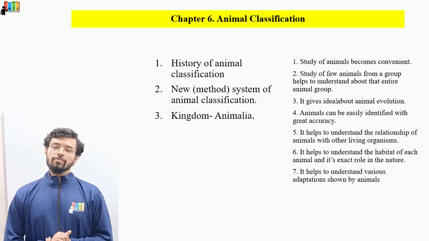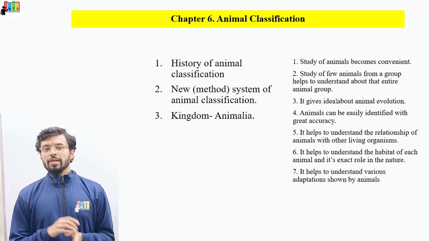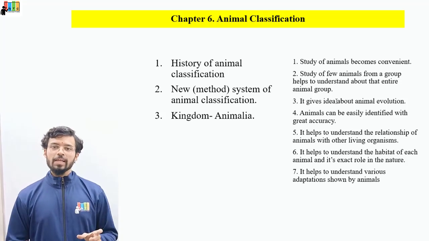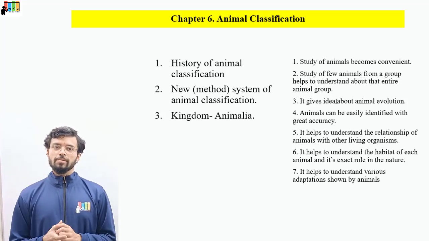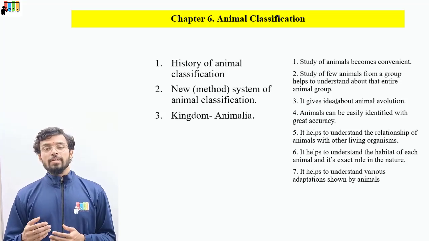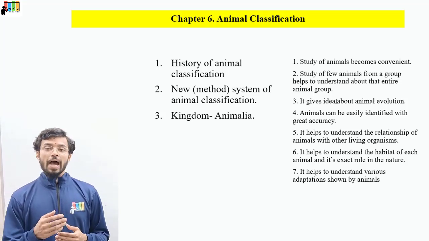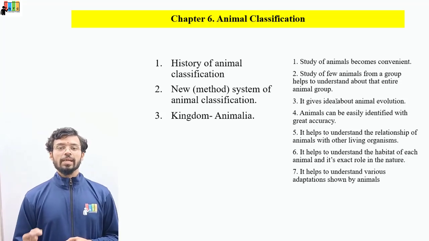Imagine if we did not have this in place, I would be comparing bats with birds, right? But those are not wings, which we'll be studying when we study this mammalia class or order. And not only is evolution important, but also it helps to identify the animals with great accuracy.